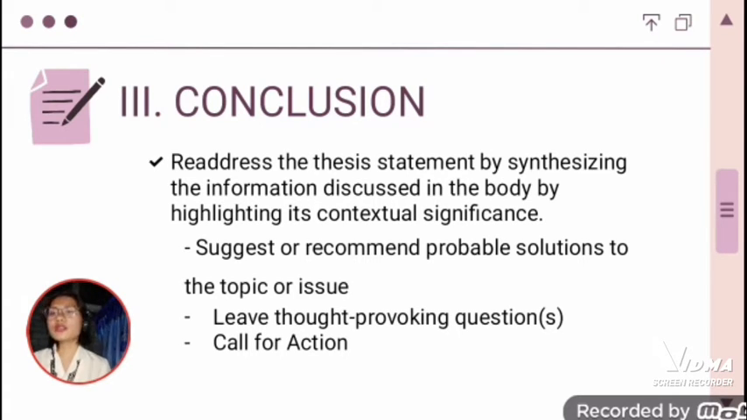So in conclusion, you can now suggest or recommend probable solutions to the topic or issue that you have chosen. And then in the conclusion part, you can also end your paper by leaving a thought-provoking question that will make the readers think in depth regarding your topic or issue. And then you can also try to leave a statement that will ask or encourage the reader to act. So a statement that is meant to call for action. So you can have that in your conclusion.